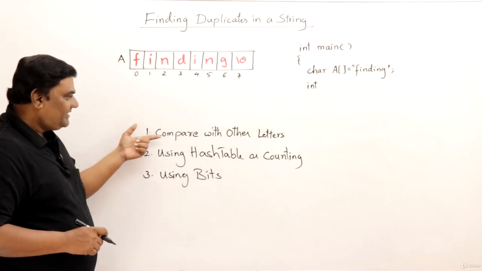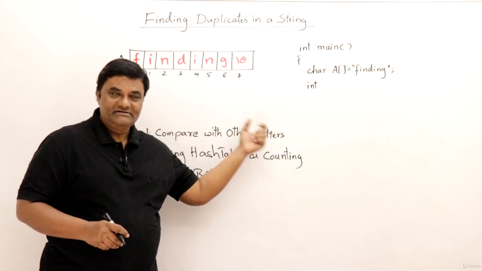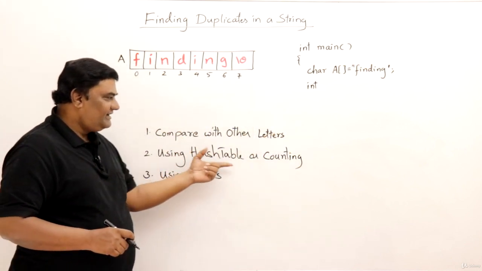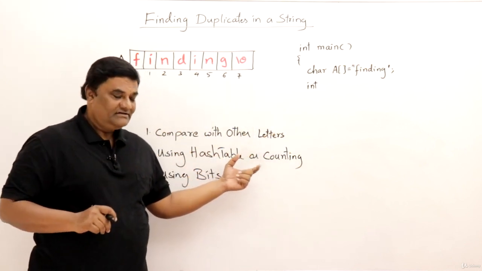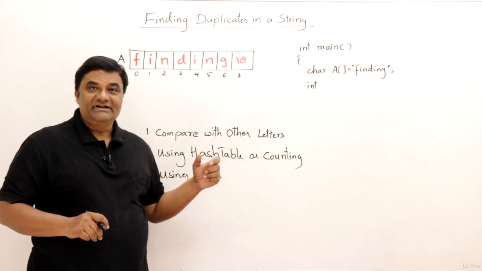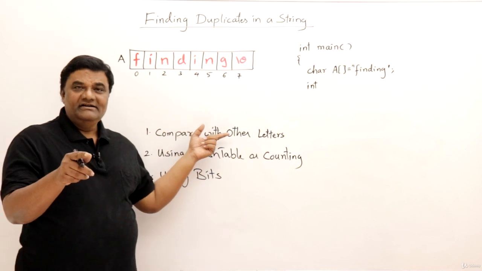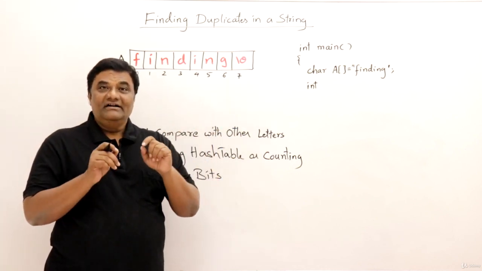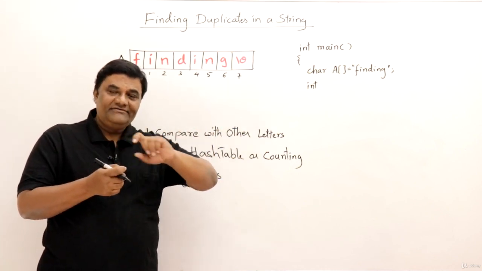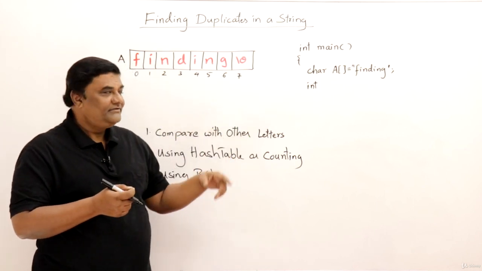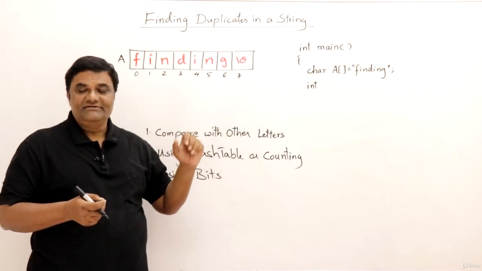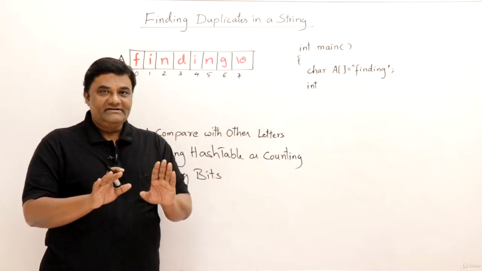See, the first method is comparing with other letters. Then the second one is using hash table or counting the letters. Then the third one is using bits. Now the first method is same as what we have learned in arrays, like taking a number and comparing with the rest of the numbers in an array. So we will take an alphabet and compare with the rest of the alphabets in an array. So the method is same.